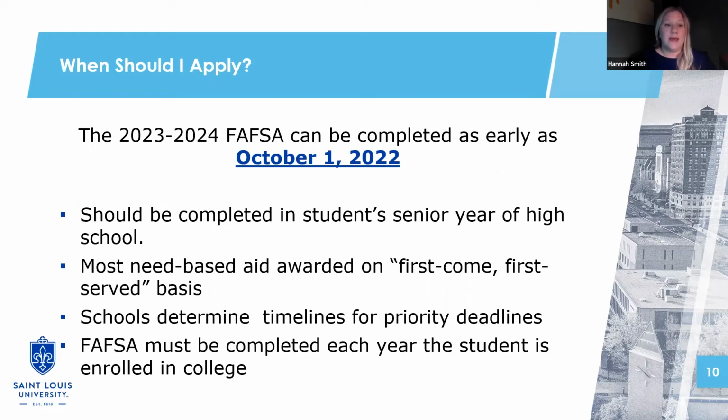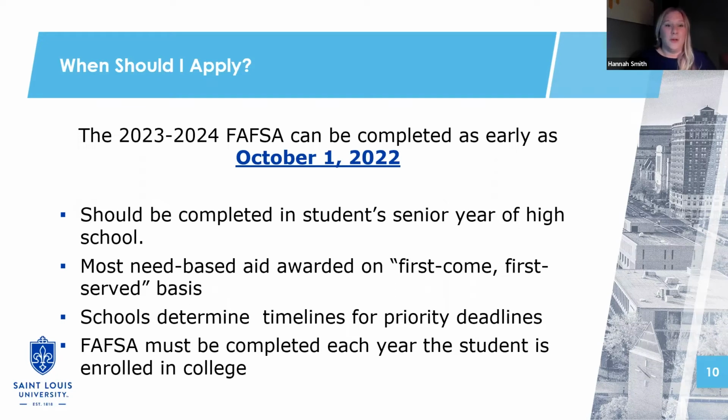We recommend that just as soon as you can, fill it out, get it off your plate, check the box, and then you don't have to worry about it. Most need-based aid is awarded on a first come, first served basis. So it's a good idea to go ahead and file it as close to that October 1 opening date as you can. Now, if you file it in November or December, you're perfectly fine.